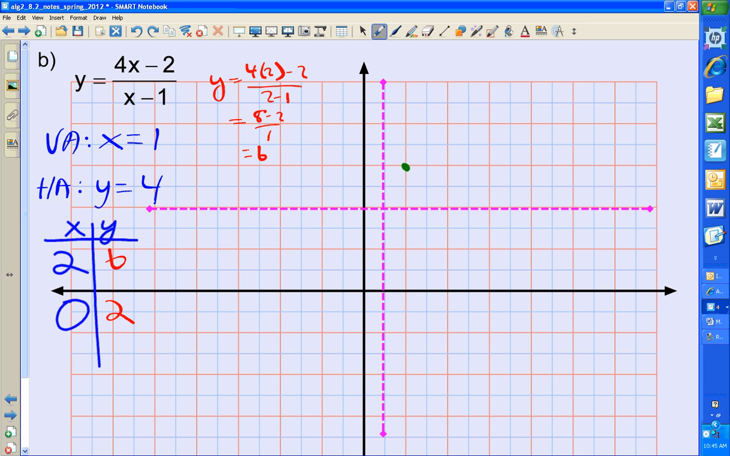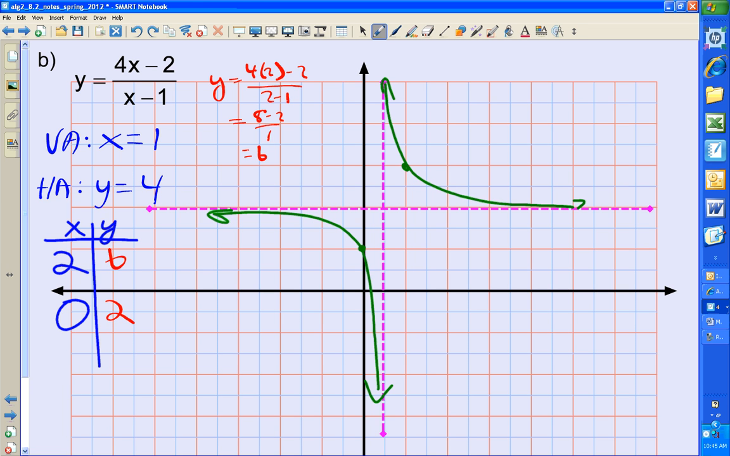From that point, push your asymptotes. And I'll be ecstatic with that. On the other point, 0, comma 2. Push your asymptotes. Put arrows on the ends, and I'll be really happy with the graph that looks like that.